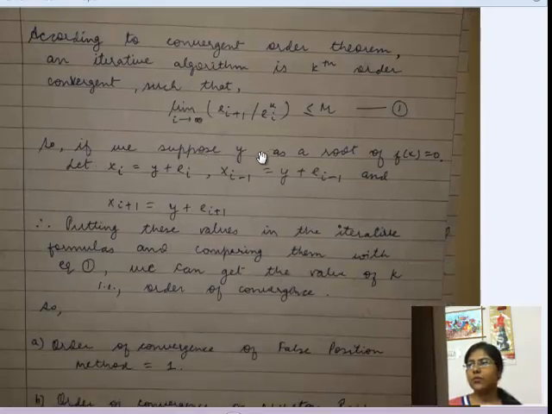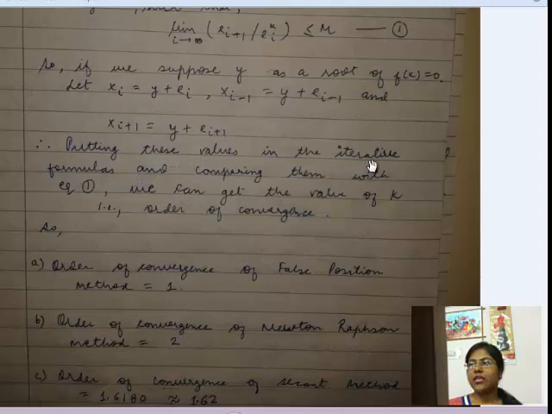So if we suppose y as a root of f(x) = 0, let x_i = y + e_i, x_{i-1} = y + e_{i-1}, and x_{i+1} = y + e_{i+1}. Therefore, putting these values in the iterative formulas and comparing them with equation 1, we can get the value of k, that is the order of convergence.